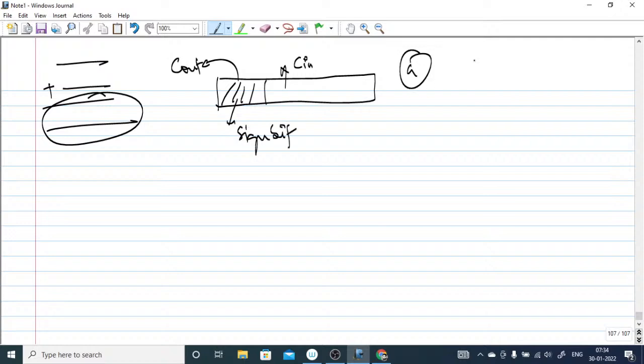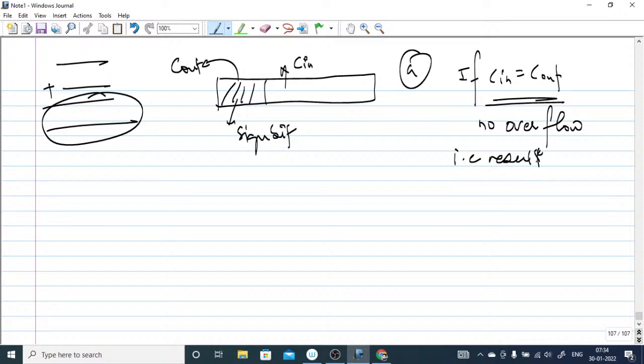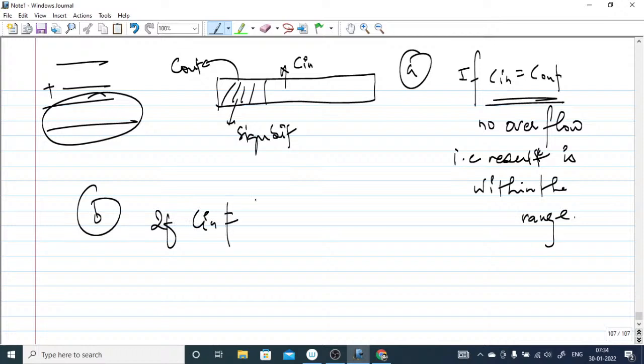So you have to keep in mind, if C in equal to C out, then no overflow will be there. That is, the result is within the range. When we take some example, you will understand. And if C in does not equal C out, there will be overflow.